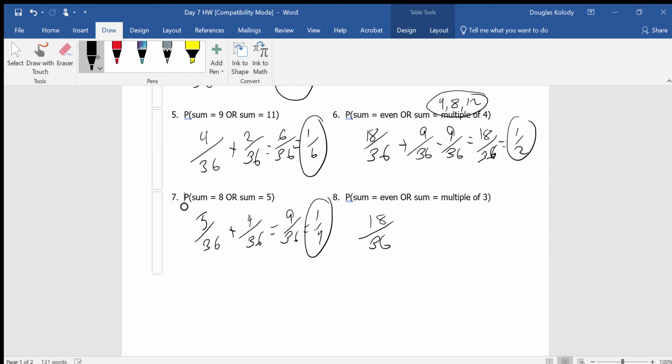18 out of 36 plus a multiple of 3, which are 3, 6, 9, and 12. So there are 12 of those numbers out of 36. Altogether, there are 12, 3s, 6s, 9s, and 12s. How many of them are even? The 6s and the 12s. How many of those are there? There are 6. So minus 6 out of 36, and I'm left with 24 over 36, which reduces to 2/3.